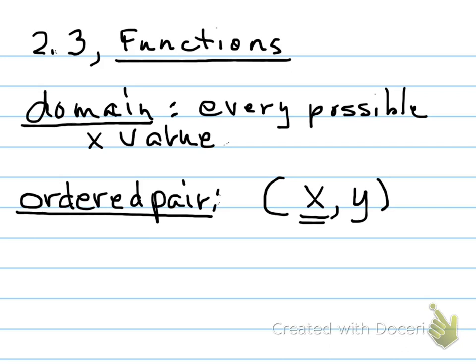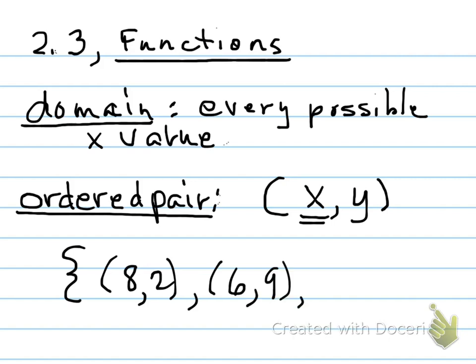So say, for example, in problem number 1 from your homework, we have a set of ordered pairs. That's what these funny little braces mean. It means that you have a set. And so you have the set (8, 2), (6, 9), (13, 10). Notice that all of those are in parentheses, and it's two numbers separated by a comma. That's the very definition of an ordered pair.